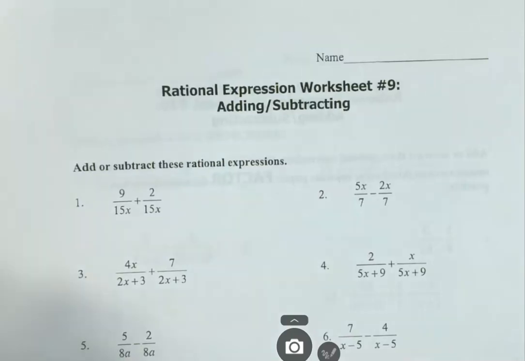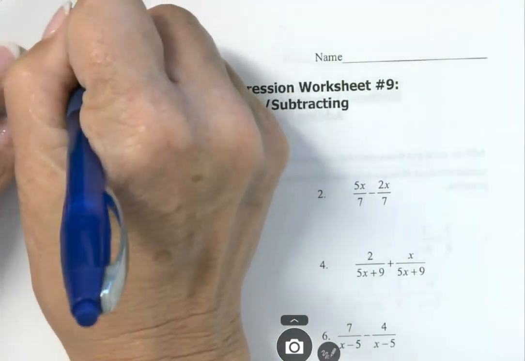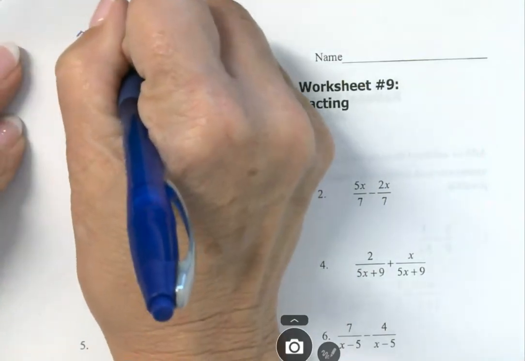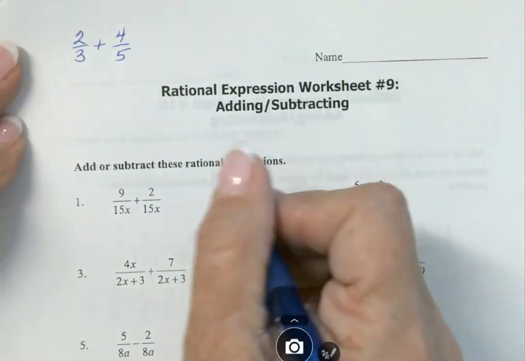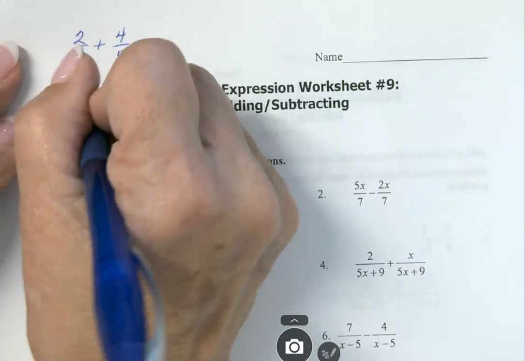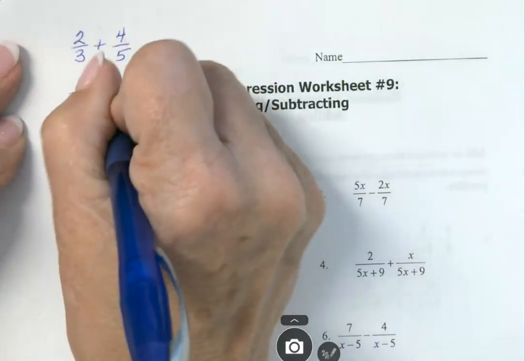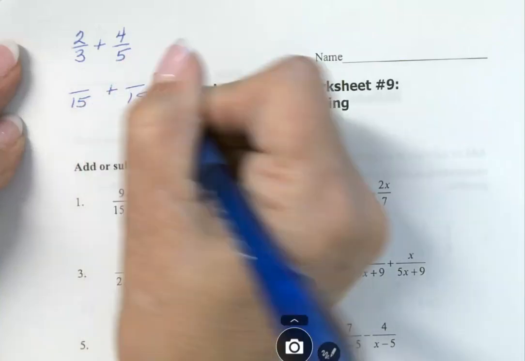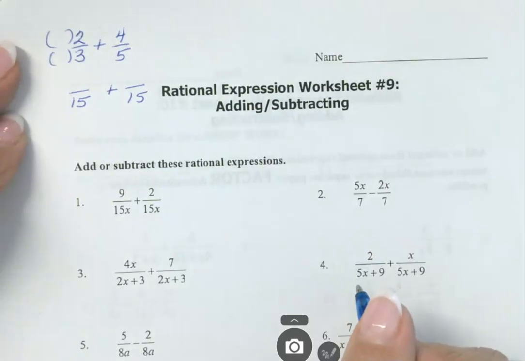Okay, so this worksheet is going to be on adding and subtracting. Now remember, when we add and subtract, I'll give you an example here. If we have 2/3 plus 4/5, remember we must get a common denominator. In this case, my common denominator would be 15. And so I would need to multiply, and watch how I do this, because this is how you're going to want to do these problems.